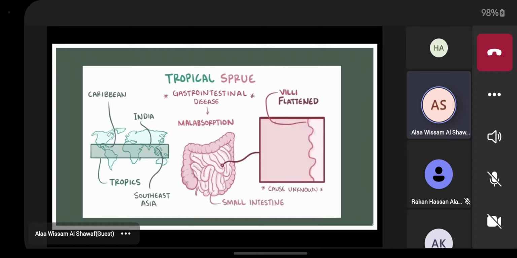For the treatment of this disease, we can give tetracycline in combination with folic acid for 3 to 6 months. Celiac disease and tropical sprue have similar features, which are steatorrhea, abdominal pain, and weight loss. But for the differentiation, only tropical sprue responds to antibiotics.